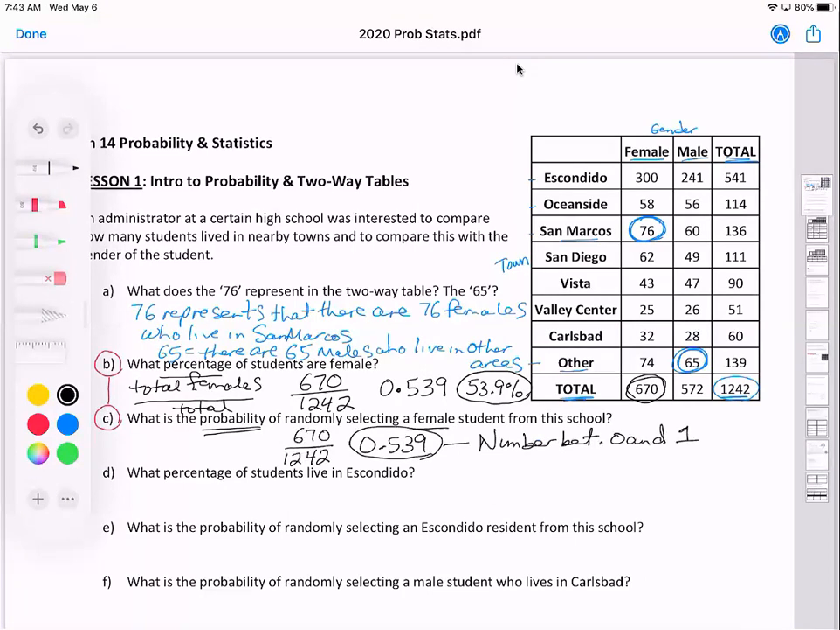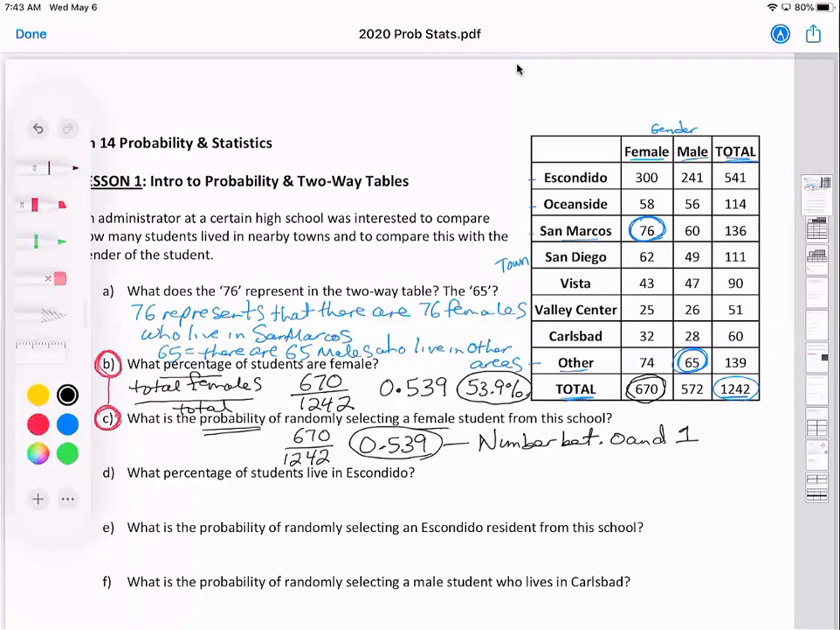So this represents the likelihood that we would pick a female student from a list of all the students. So again, really, really important. It will help you understand how to calculate these things with two-way tables if you understand that the percentage that are female is the exact same question, exact same answer as what's the probability of randomly selecting a female student.